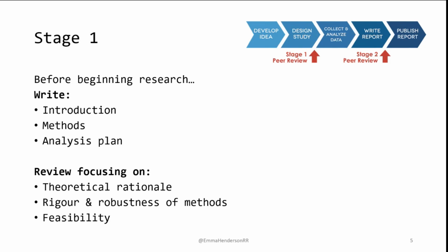It's important to note at this stage that not all journals accept registered reports. It will undergo stage 1 peer review there. They don't have the results, so the reviewers are not swayed by the results of your study. They've only got to focus on your plans. So when they're reviewing at stage 1, they'll be looking at what's the theoretical rationale for your study. Is it a rigorous and robust method to answer your research questions? And they will also look at the feasibility of your study.